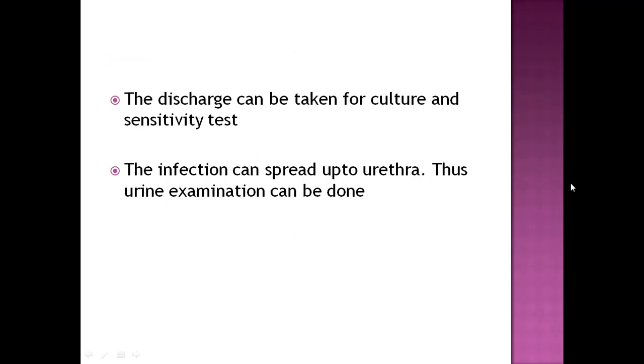Next, infection can spread up to the urethra. Thus, urine examination can also be done. Infection can spread to all the nearby organs. So the most nearby organ is the urethra. Thus, this infection can spread up to the urethra.